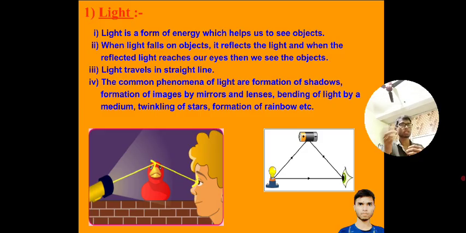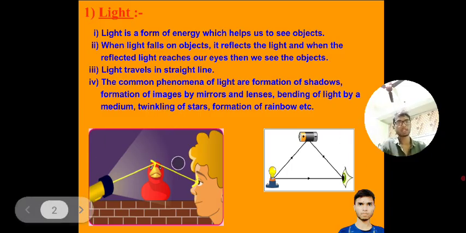Second, a source of light. A source of light will emit its own light. That's why a light source is compulsory for the formation of a shadow. Next, if you want to see the shadow of an object, you should have a screen, so that you can easily observe the shadow of the object.